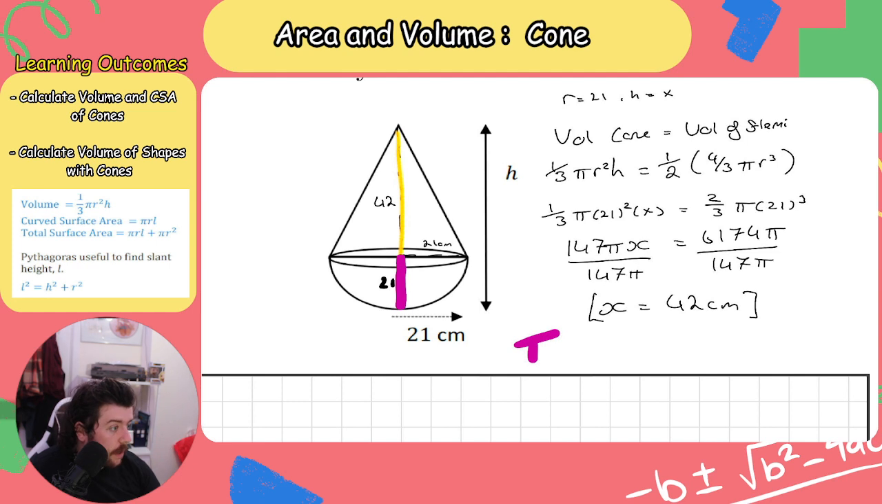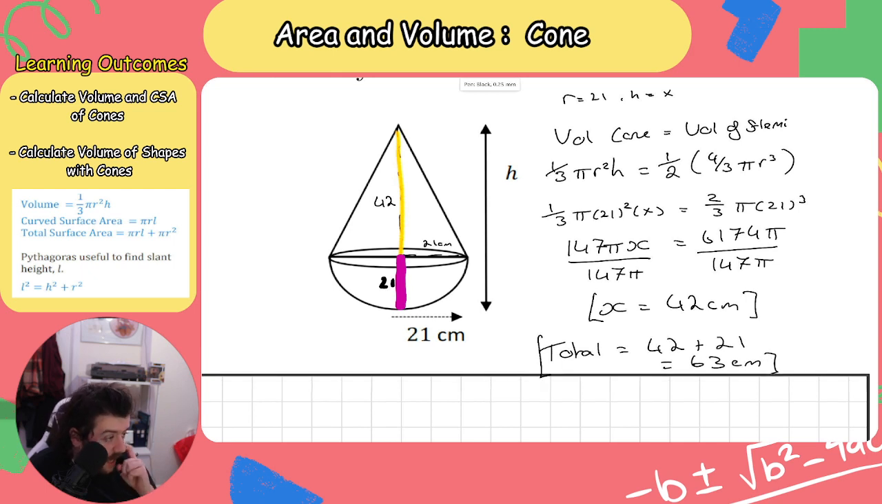Right. So the height of my cone is 42, and the height of my hemisphere is 21. So the total height is going to be 42 plus 21, which is 63 centimeters. That is the total height of this buoy.